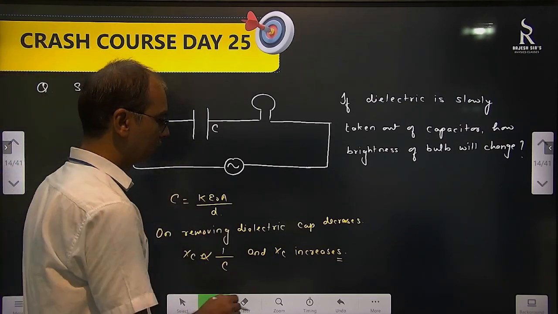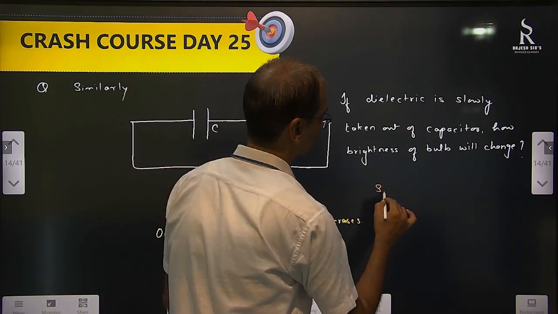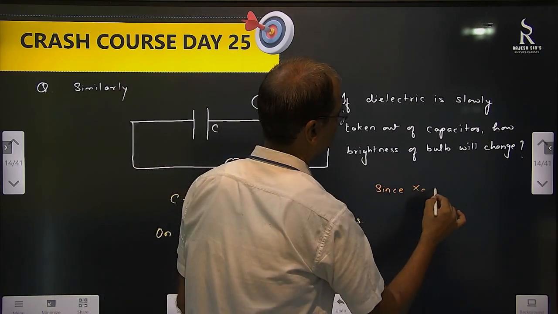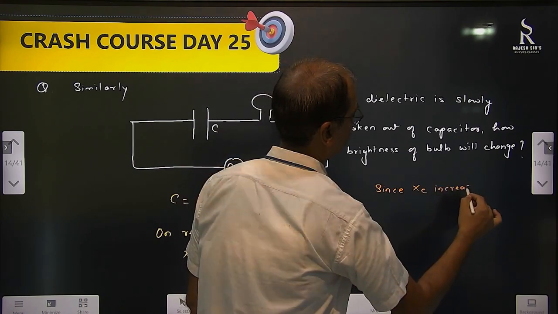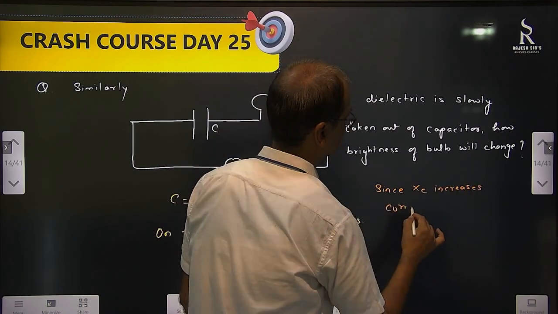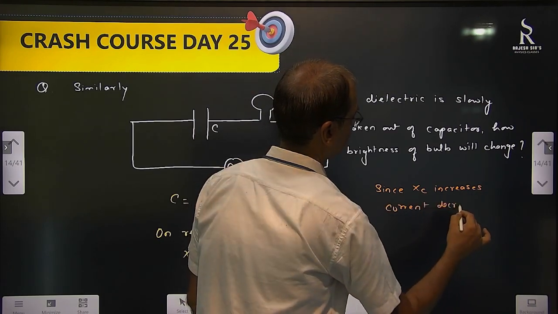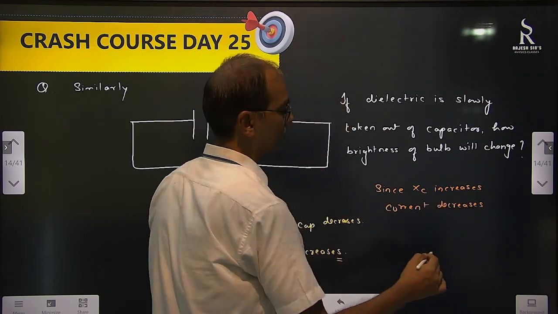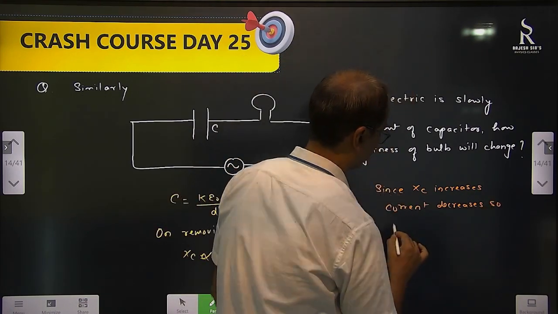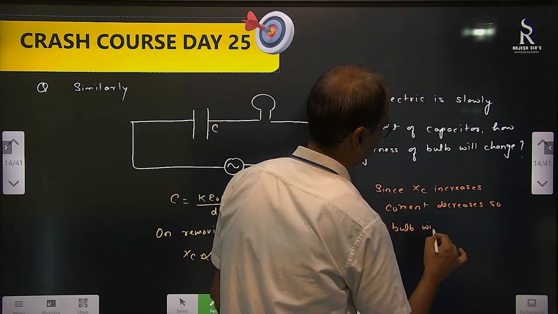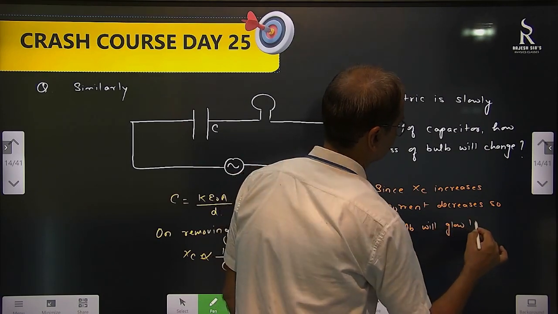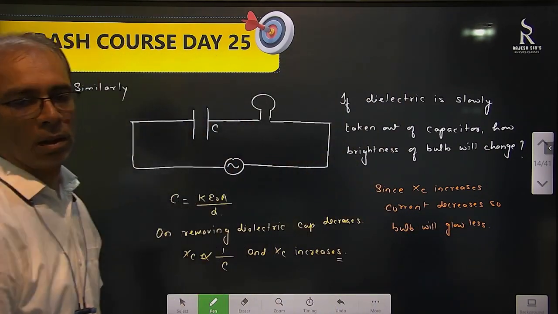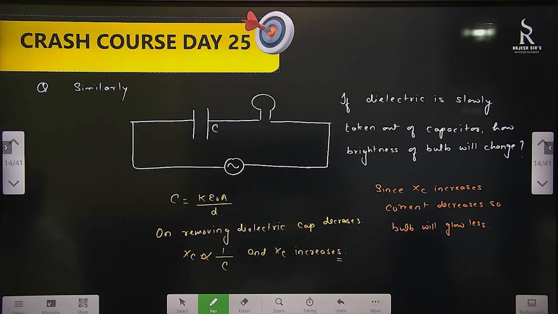We will write over here: since XC increases, current decreases, so the bulb will glow less. So the bulb is going to glow less. Okay, then what's next?